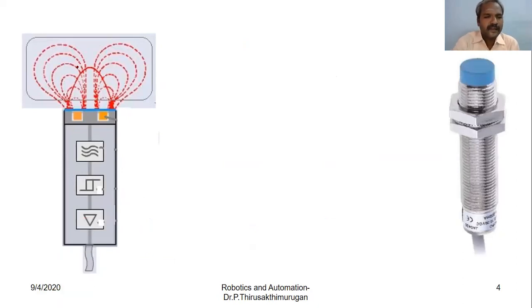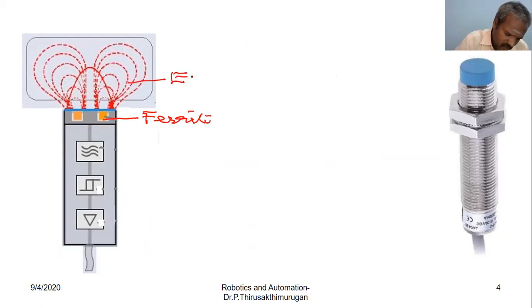So this is the probe. Actually, this is the ferrite. This is the ferrite material. See here, this is ferrite material. This is the electromagnetic field.